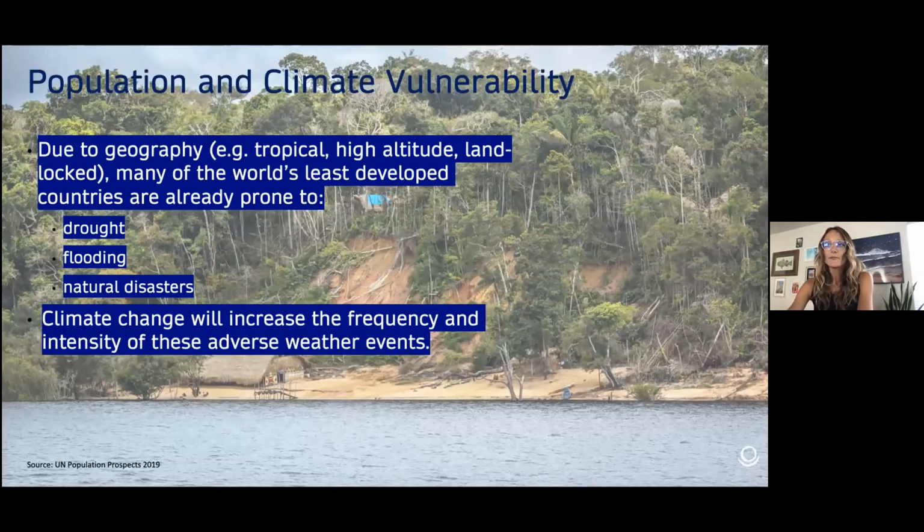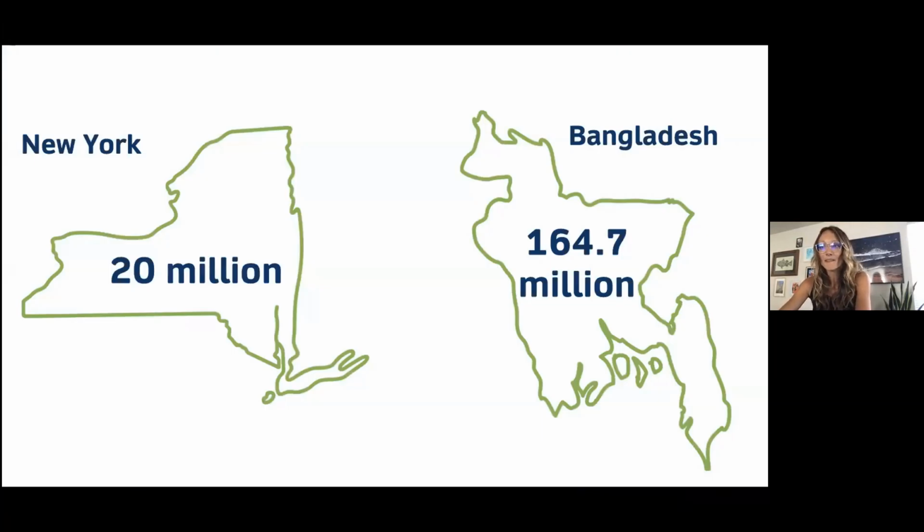So the links between population and climate change are very visible throughout the world. Due to geography, many low-income regions are already prone to things like droughts and flooding and natural disasters, all of which are going to increase substantially because of climate change. So one classic example of looking at climate justice and climate impacts and vulnerability is Bangladesh.